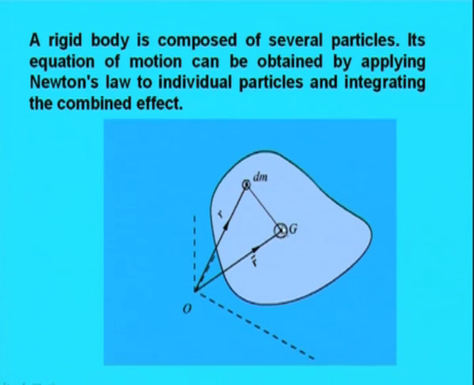Now the mass center is denoted by G, and if we take any axis system like O x, y, z, then this distance O to G is R bar, and this O to dm is R. So this distance is R, and then there is also the distance from G to dm.